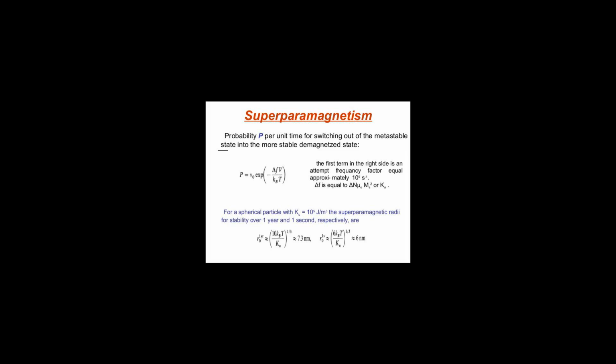The temperature for which τ_m = τ_N is called the blocking temperature. T_B = KV / (k_B ln(τ_m / τ_0)). For typical laboratory measurements, the value of the logarithm in the previous equation is in the order of 20 to 25.